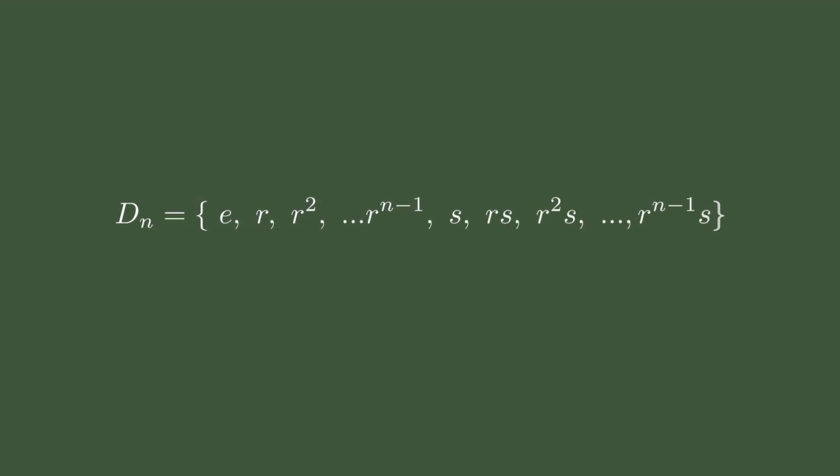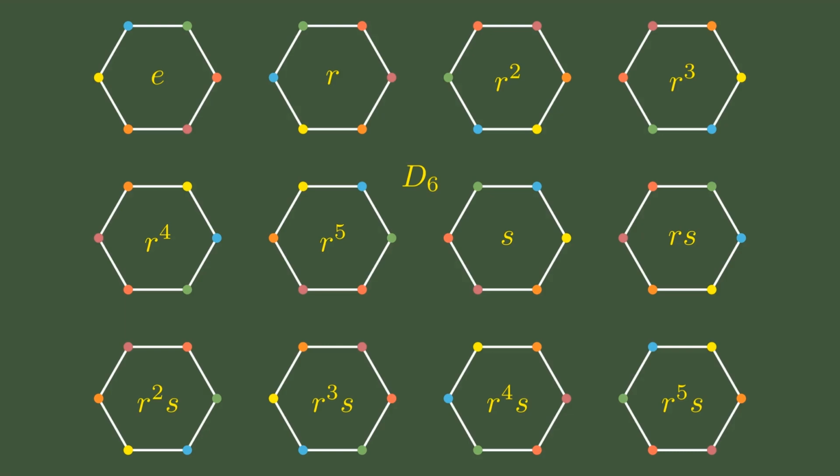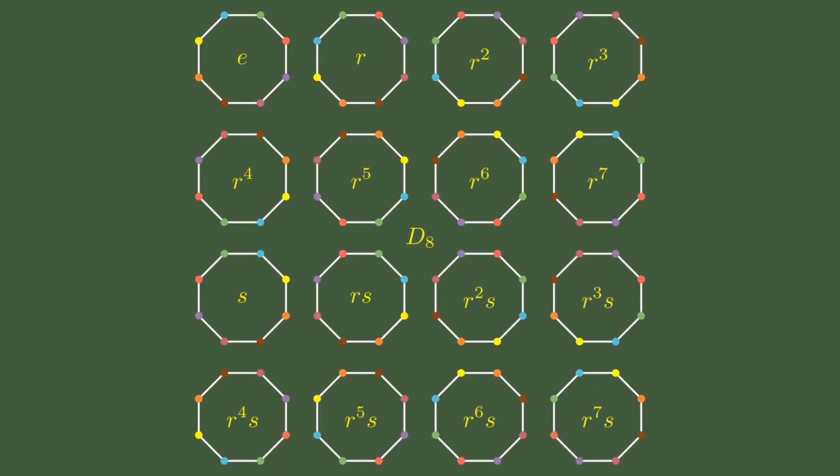Here is D4. The generalized dihedral group Dn can be written as follows. Either we can write all the elements or we can denote it in the mathematical form. Before I end this video, here are the 12 elements of the group D6. And finally, here are the 16 elements of the group D8.